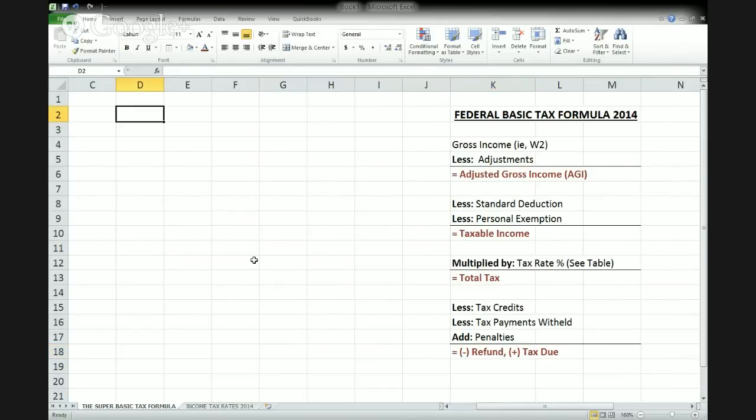So the first thing that we're going to do is we have a person that is single. The person earned $40,000 in a year, and the person had taxes withheld from their checks. So this is single, that's the filing status. This is the W-2 income, and then they withheld $4,500 in federal taxes.